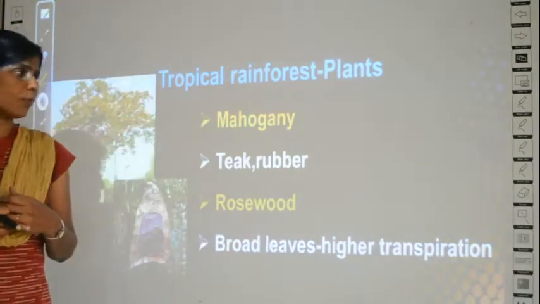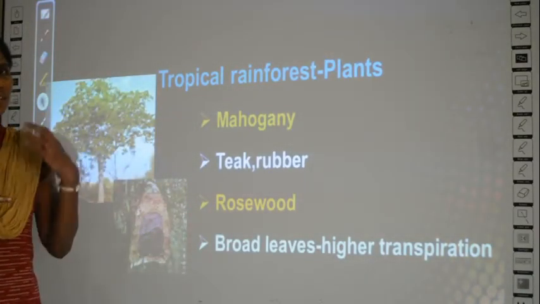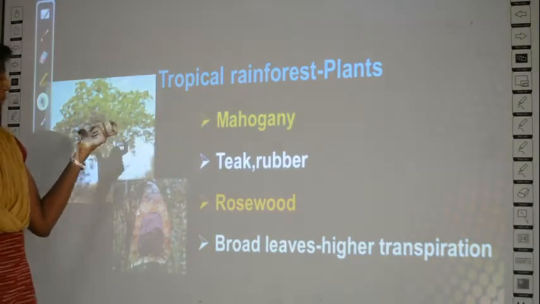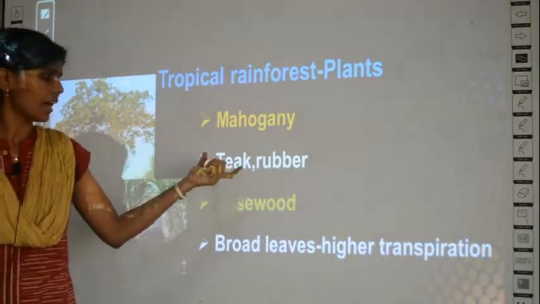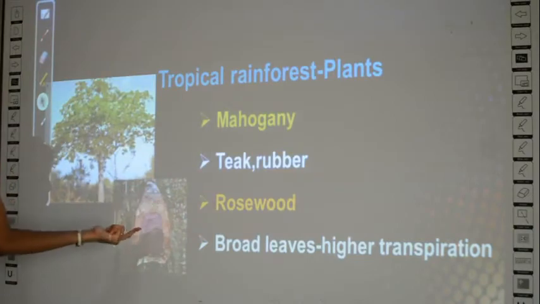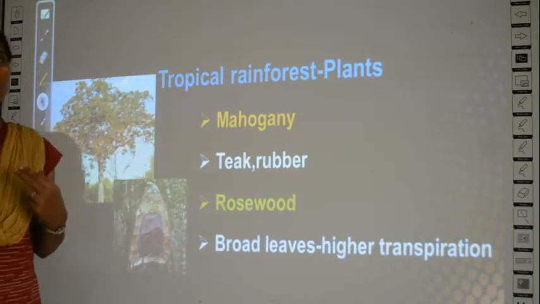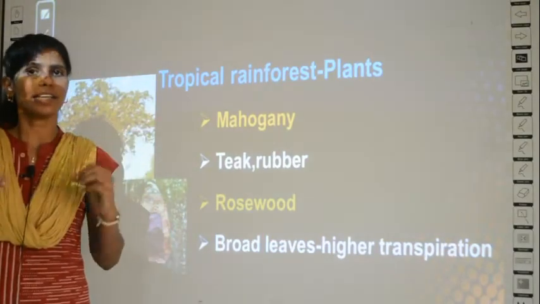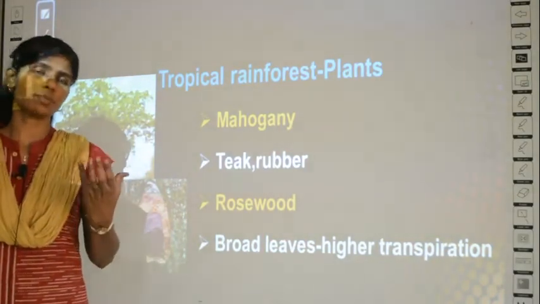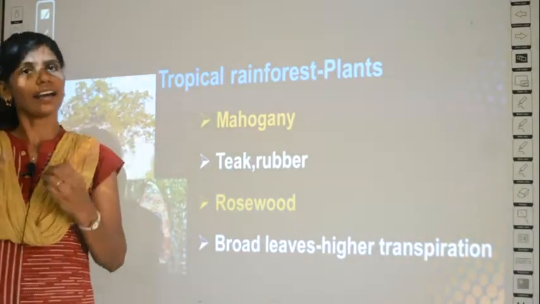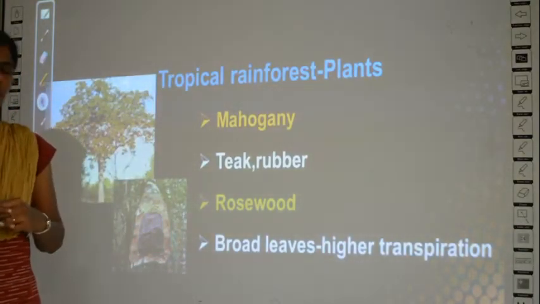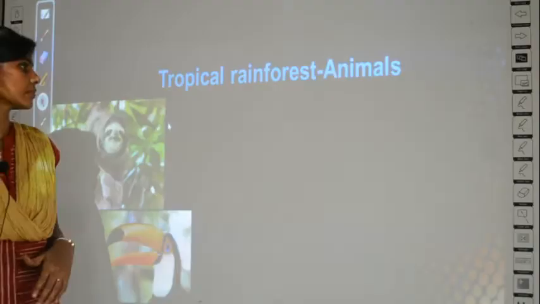Okay, so what are the plants which can be found in tropical rainforest? Mahogany trees, teak and rubber trees, rosewood tree, and also the special property of tropical rainforest plants is that they have broad leaves so that there is more transpiration and obviously there is high rainfall. This is about the plants in tropical rainforest.